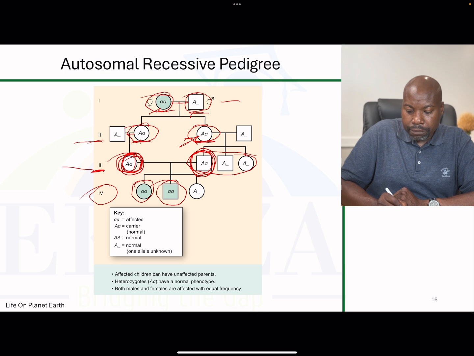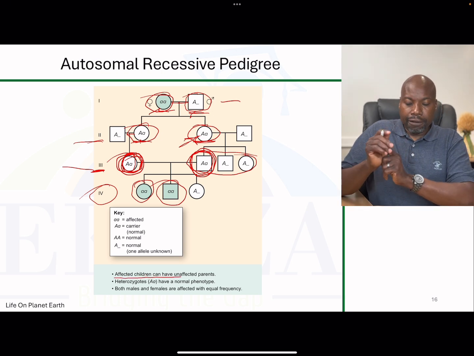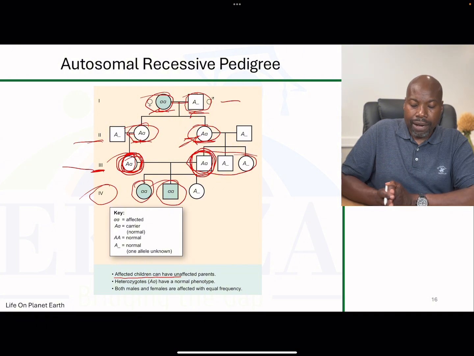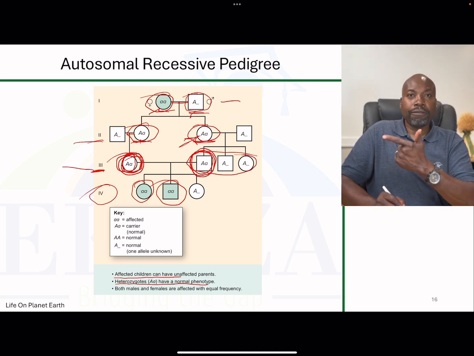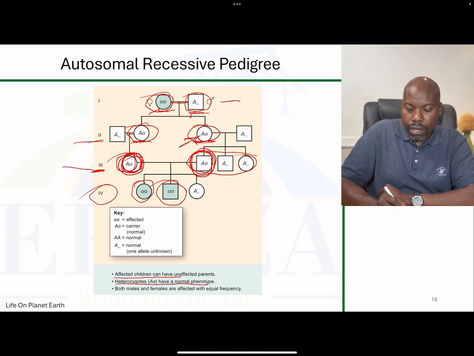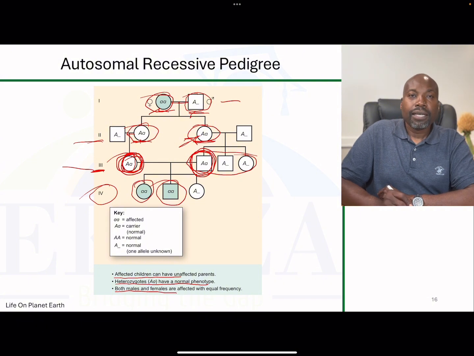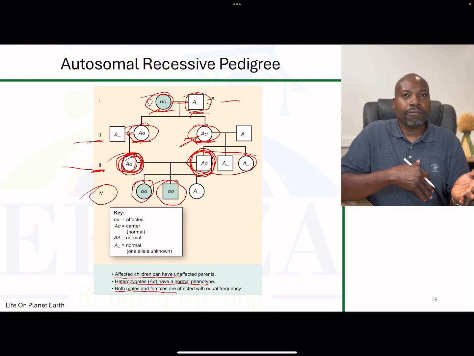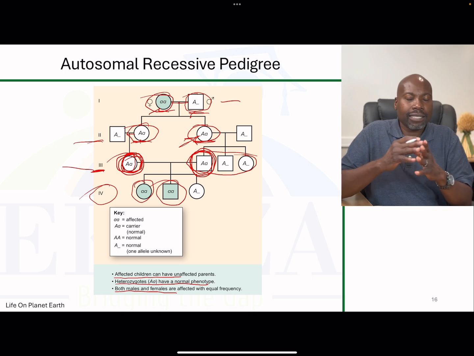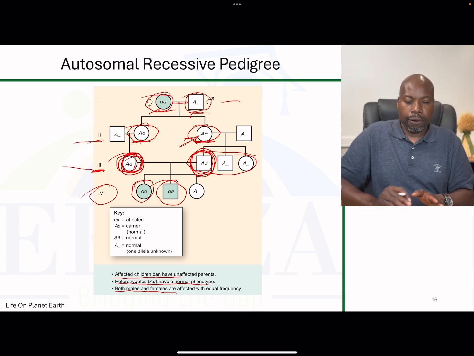So affected children can have unaffected parents. That is one thing that is very important to know. And heterozygous individuals have a normal phenotype. Both male and female can be equally affected or unaffected. So sex is not involved in here.